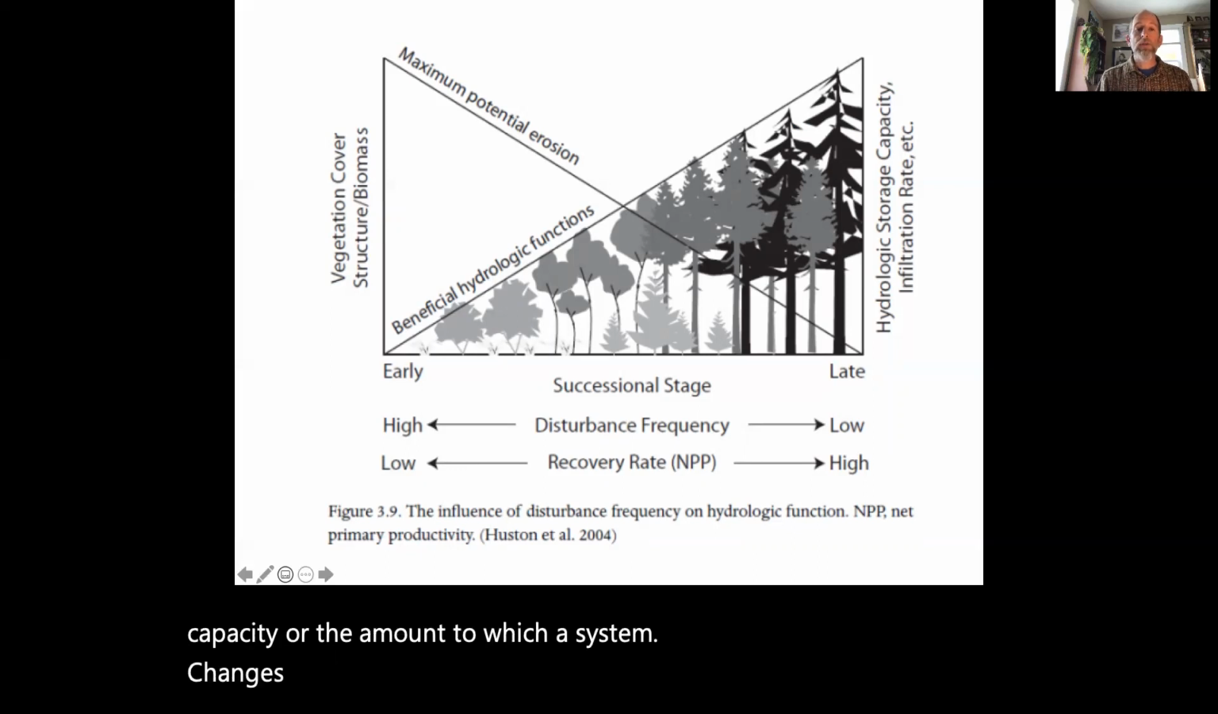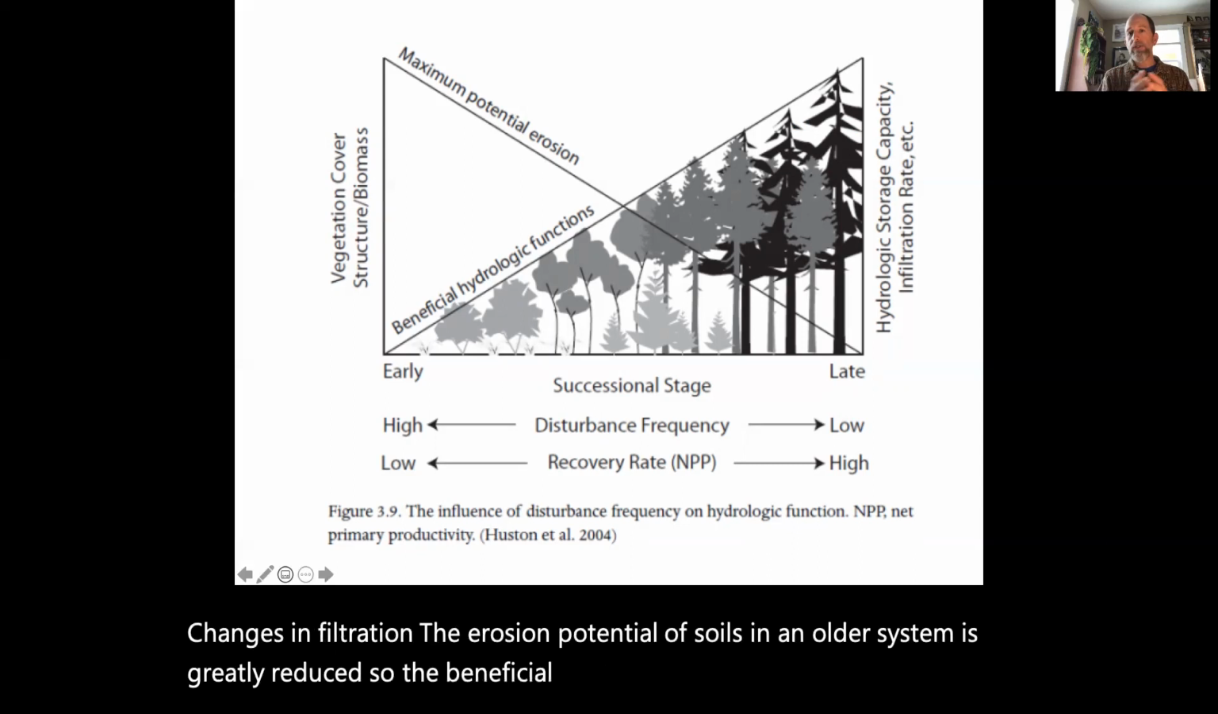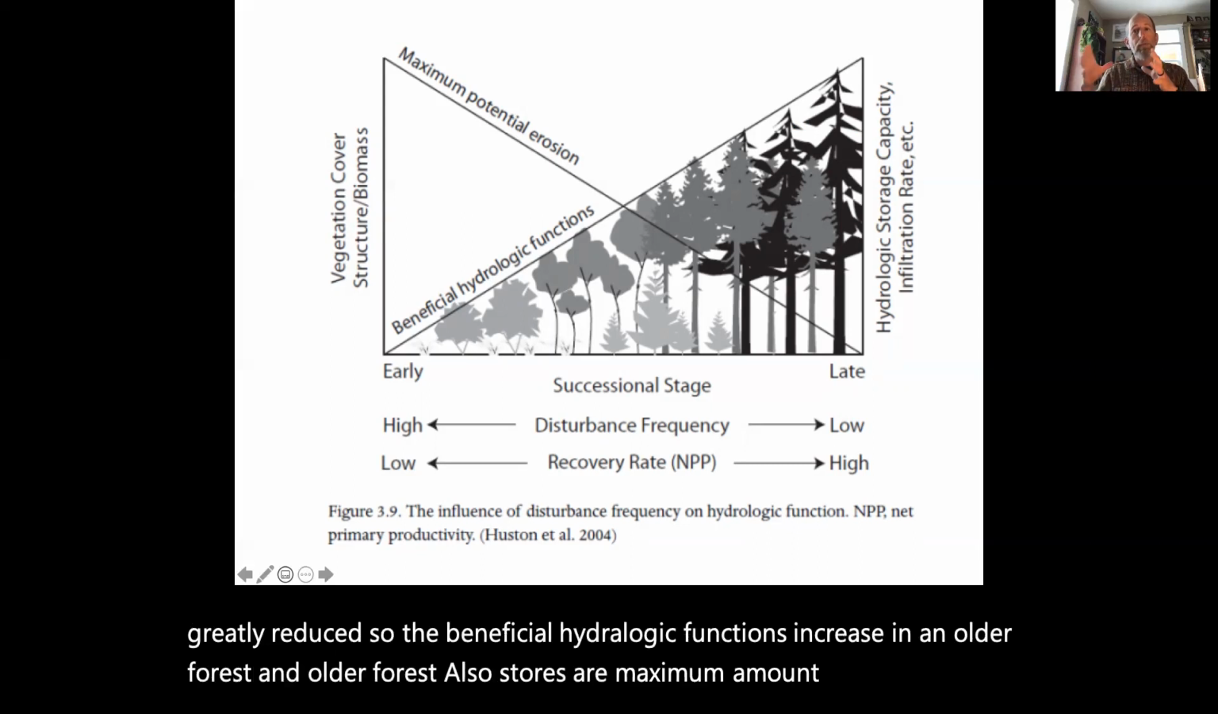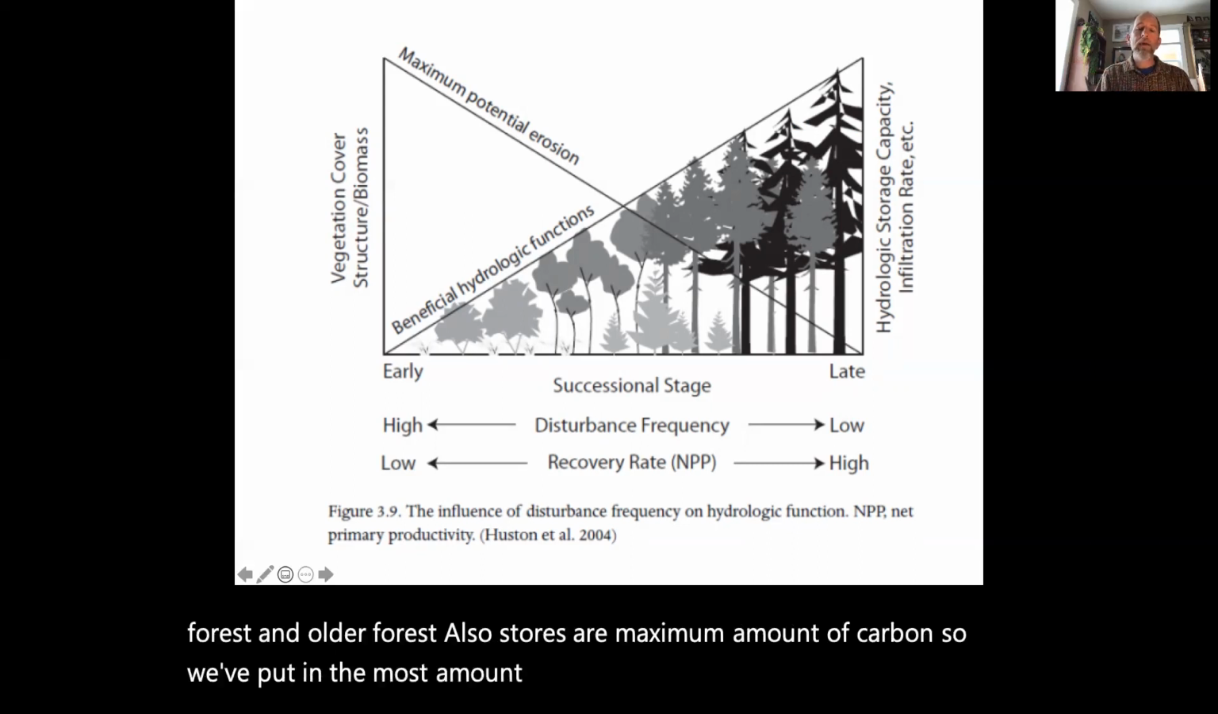The erosion potential of soils in an older system is greatly reduced. So the beneficial hydrologic functions increase in an older forest. An older forest also stores our maximum amount of carbon. So we put the most amount of carbon in the bank.